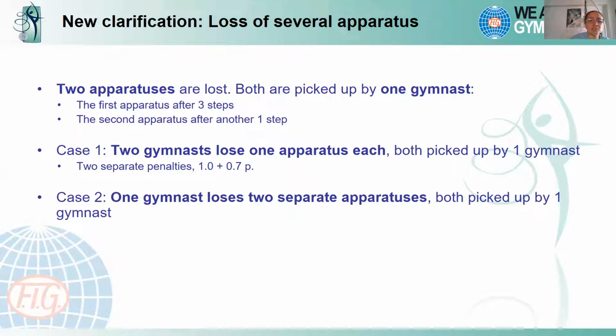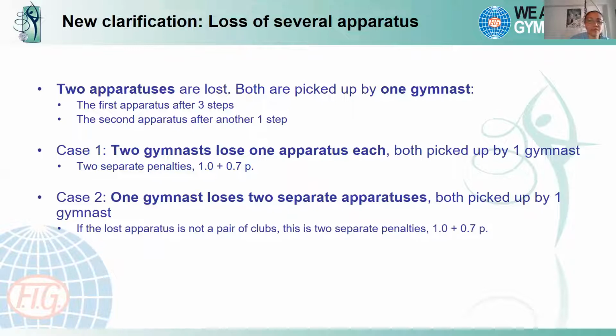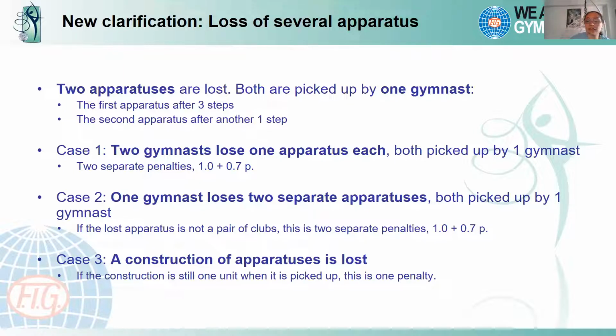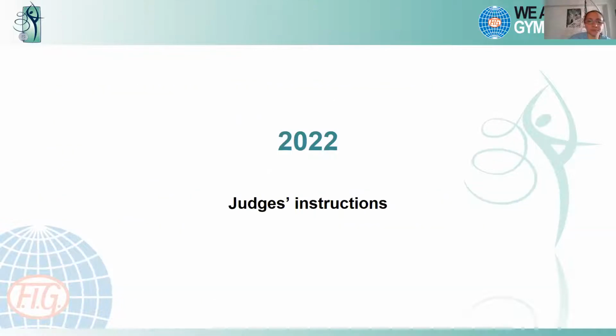Case 2, 1 gymnast loses 2 separate apparatus, both picked up by one gymnast. If the lost apparatus is not a pair of clubs, this is 2 separate penalties again, 1 and 0.7. If a construction of apparatus is lost, if the construction is still in one piece and not broken, this is 1 penalty. But if the construction is broken and the apparatus have fallen apart, there is 1 penalty for each component, for each apparatus that was in this construction.